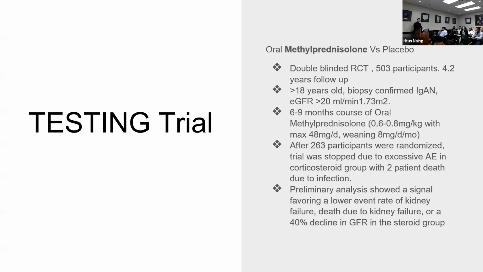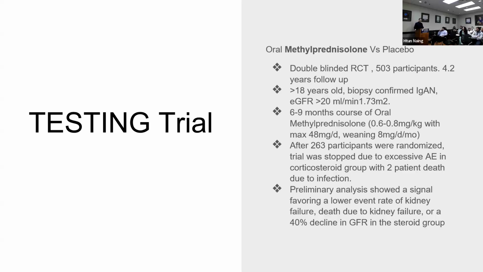So if you're going to talk about IgA, we have to talk about TESTING. The TESTING trial was done to compare oral methylprednisolone and placebo. It's a double-blind RCT, about 503 patients, followed for 4.2 years. The inclusion criteria are 18 years old or older and eGFR more than 20. And then they started treatment with oral methylprednisolone 0.6 to 0.8 milligram per kg with a maximum dose of 48 milligram, weaning by 8 milligram per day per month.